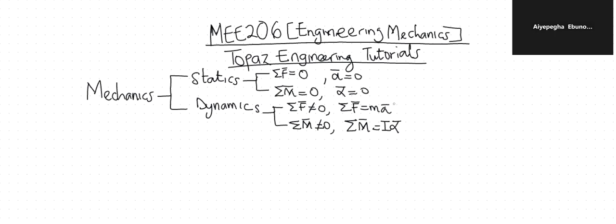Now we know that mechanics is divided into statics and dynamics. And the first thing is, what is mechanics? Mechanics is the branch of physical sciences that is concerned with the state of rest or motion of bodies subjected to the action of forces. So mechanics deals with bodies at rest or in motion and also the forces that are acting on the body.